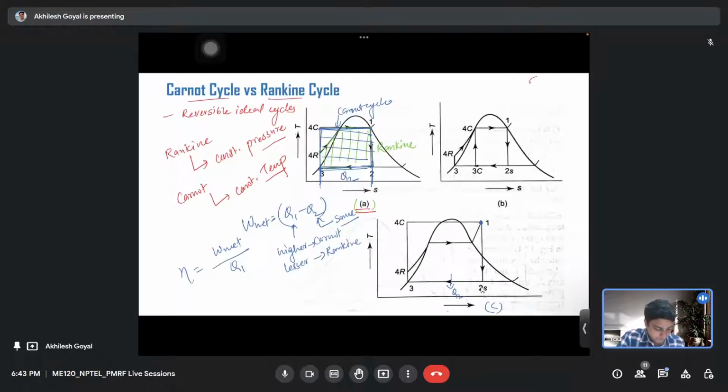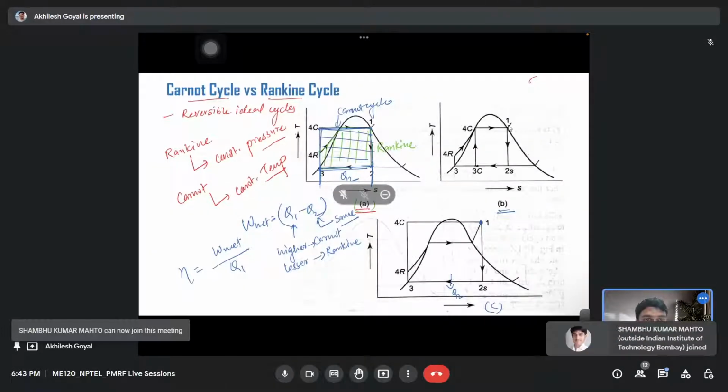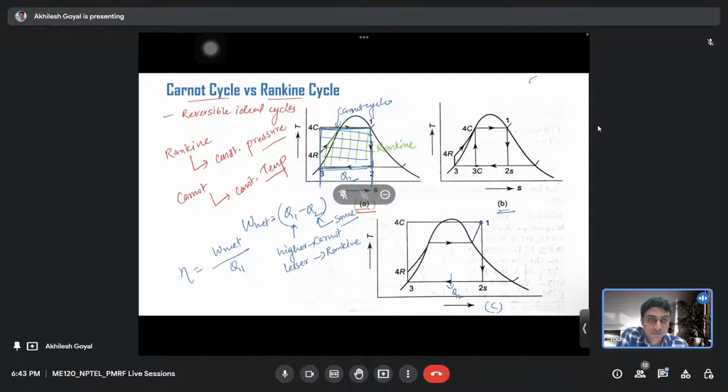Yeah. So now, in figure B, again we can see that the Carnot cycle is working between two temperatures, that is the temperature at 1 and 4C, and the second temperature is at point 2 and 3. So again the efficiency of the Carnot cycle in case B will be the same as the efficiency of Carnot cycle in case A, because the working temperatures in both the cycles are same.